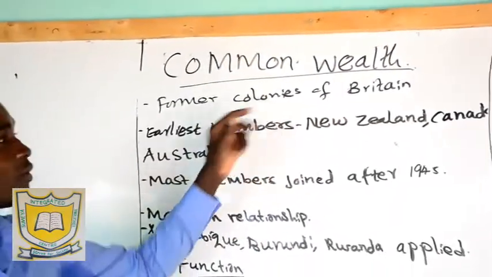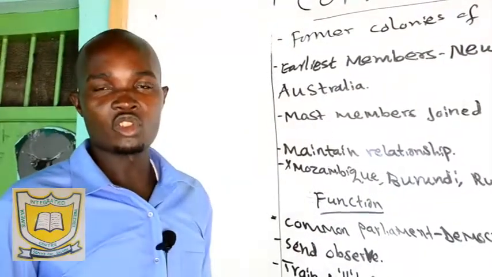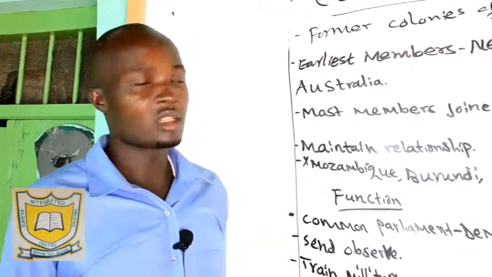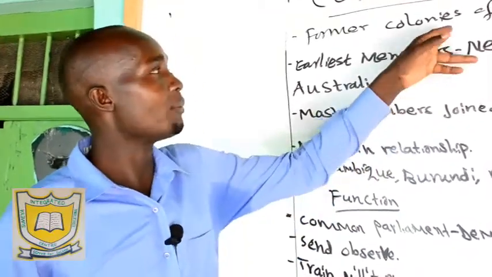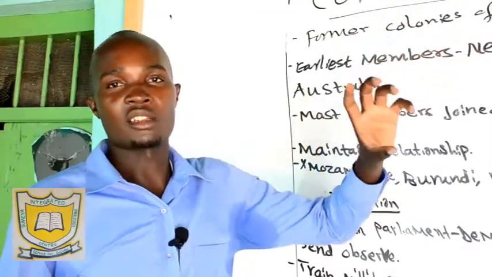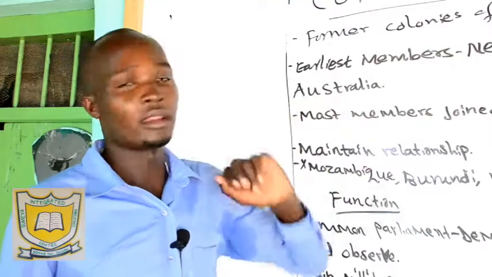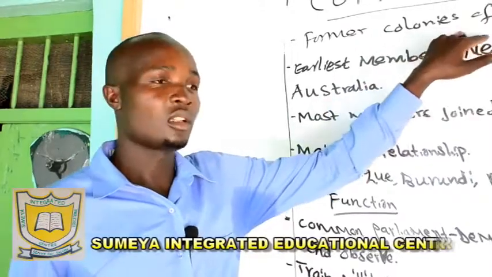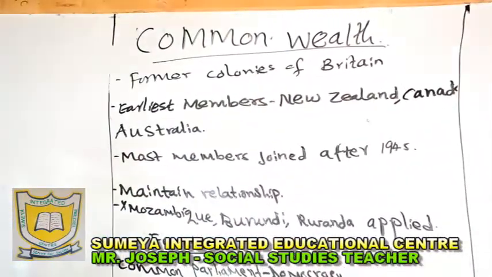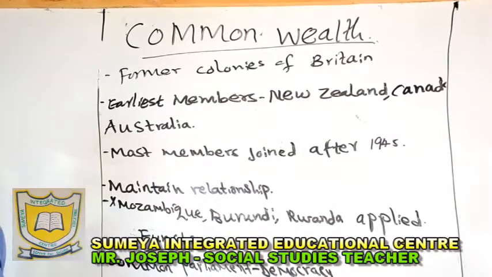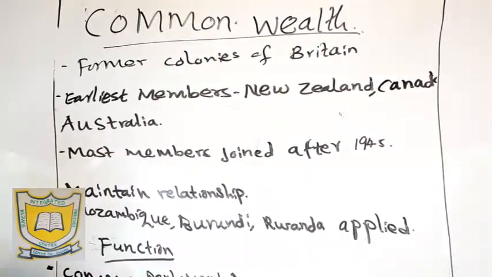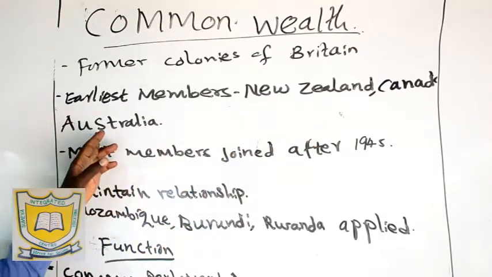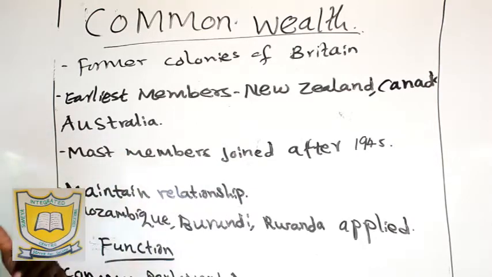The main reason for the formation of the Commonwealth was to bring a close relationship between the members, the former colonies of Britain. Talk about Kenya, talk about Egypt and other countries. All members that were colonized by Britain form an organization called the Commonwealth. It's led by a British monarch. We know very well it's a kingdom which is headed at the UK. That is London, the headquarters of Britain. The earliest members of the Commonwealth are New Zealand, Canada, then Australia. So those are some of the earliest members.